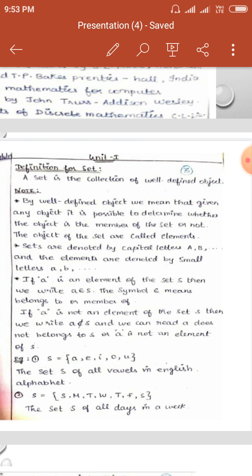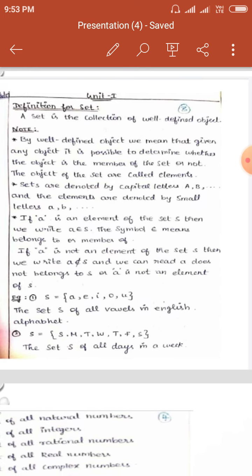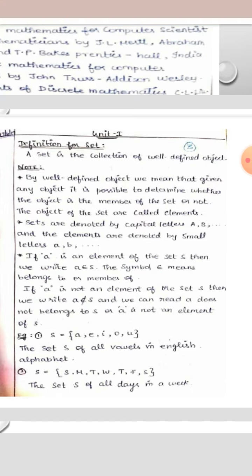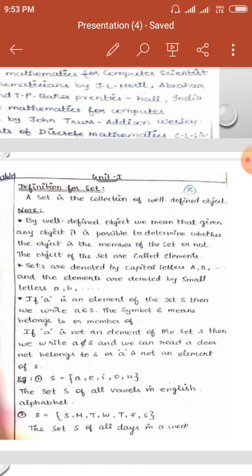If a is an element of the set S, then we write a belongs to S. The symbol belongs means that a is an element of the set S. We can read it as belongs to, or a is a member of the set S. Suppose a is not an element of the set S, then we write a does not belong to S, or a is not an element of S.